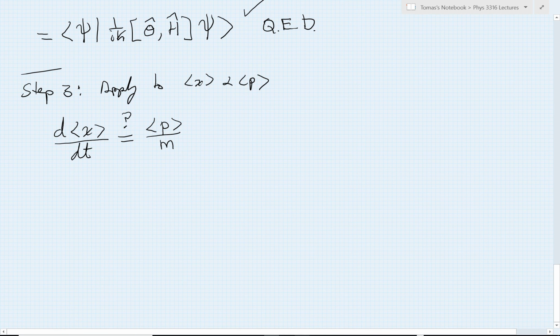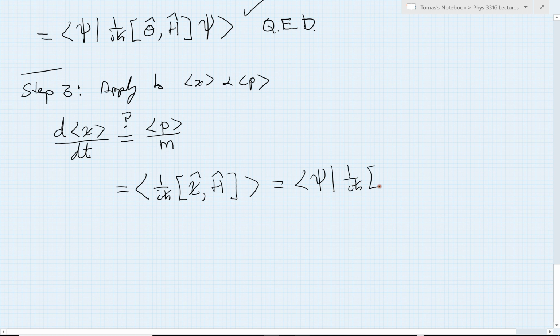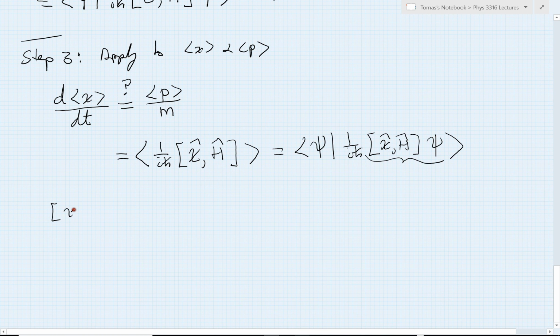Now I don't know that that's what it is. What I do know from Ehrenfest theorem is that this will be the average of 1 over i h bar acting on the commutator between the x operator and the Hamiltonian operator. If I want to write this out more precisely, I take my current wave function and take its inner product with this operator applied to my current wave function. So the big question then is, what is this quantity? Let's compute that and see if it gives us what we need to establish this first key Hamilton equation.